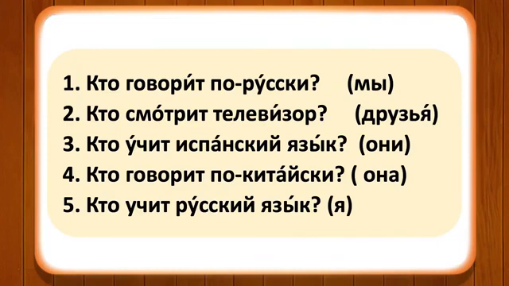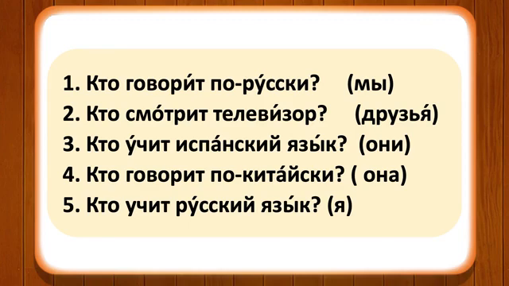Answer the following questions. The question starts with kto, which means who. You have to use the words or the nouns or the pronouns which are given in the bracket to answer these questions. So the first question is, кто говорит по-русски? The word in the bracket is a pronoun мы. The answer would be мы говорим по-русски. So in the answer you will change the form of the verb according to the subject, which is мы.